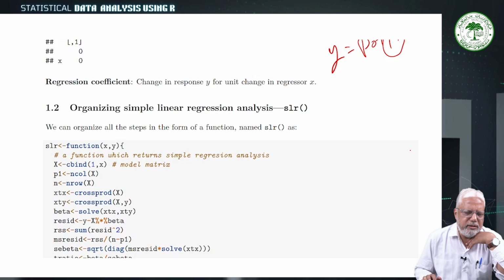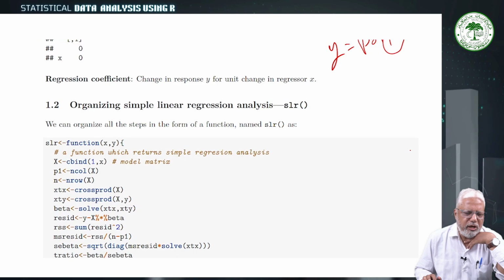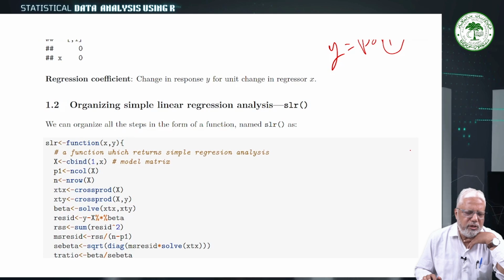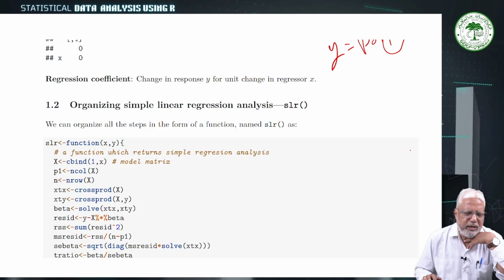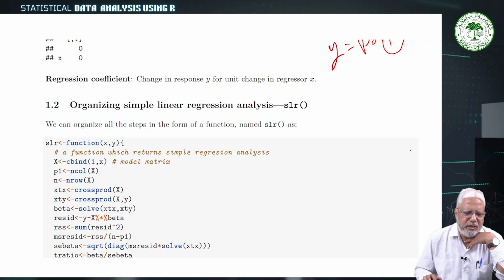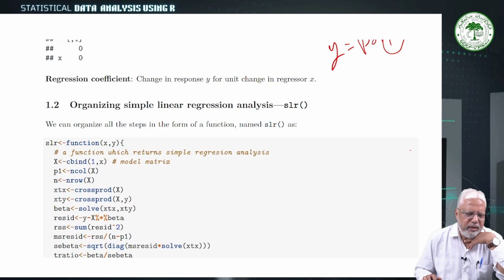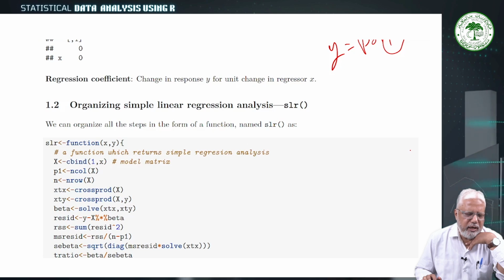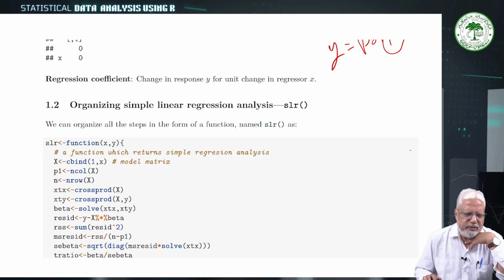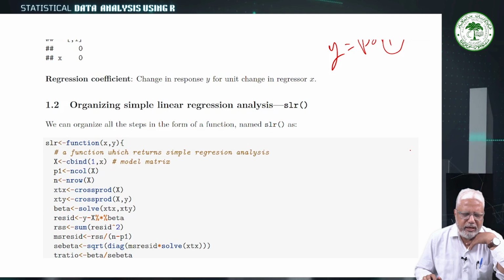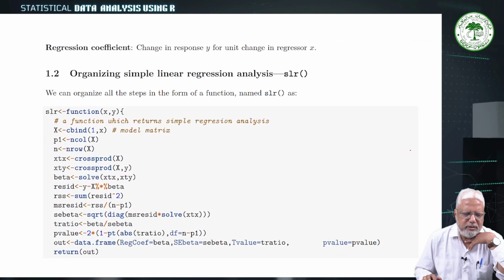X is equal to cbind 1, x. This will generate the model matrix. Then p1 is equal to ncol, the number of columns in x. Then n is equal to nrow, the number of rows in x. xtx is crossprod x. xty is equal to crossprod x comma y. Beta is equal to solve xtx comma xty. So this is beta. Residual is equal to y minus x into beta, and RSS is the sum of residual squares. The mean sum of squares for residual is RSS divided by n minus p1, and SE beta is equal to the square root of diag of MS residual into solve xtx, and the T ratio is equal to beta by SE beta.